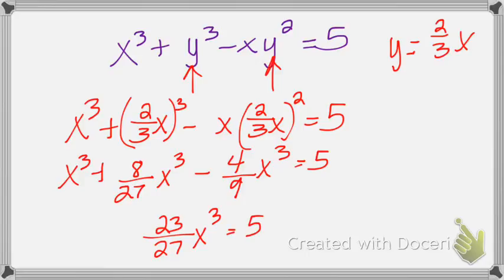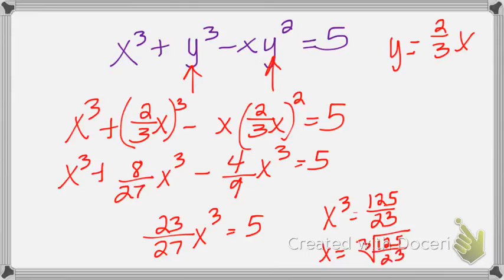So then I'm going to divide by that. 5 divided by 23 over 27. I get 125 over 23. And then I'm going to take the cube root of that. If I want to leave it like that, that's okay. Or if I raise it to the 1/3 power of the cube root, you get 1.803. Make sure you've got it to 3 decimal places.